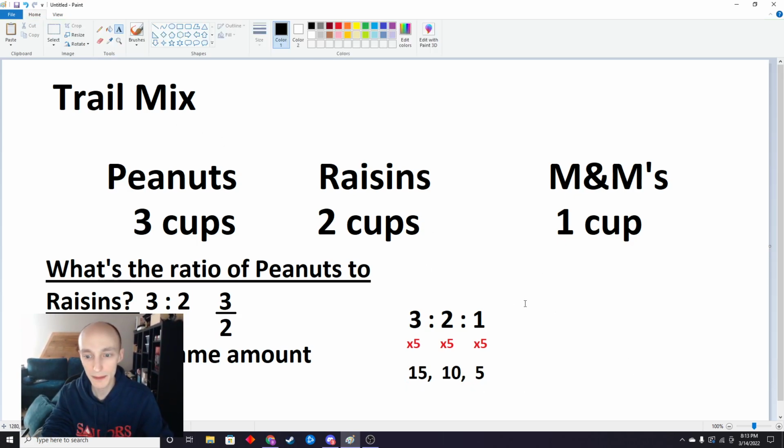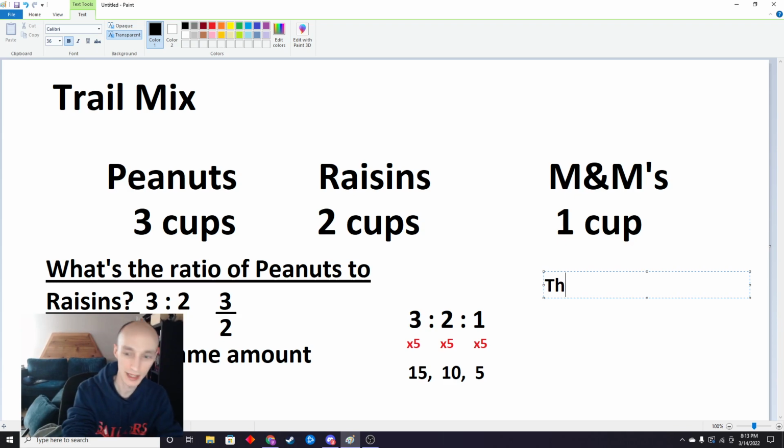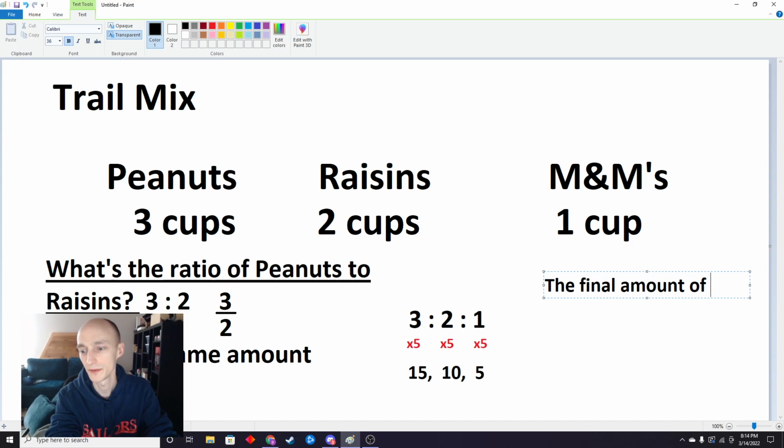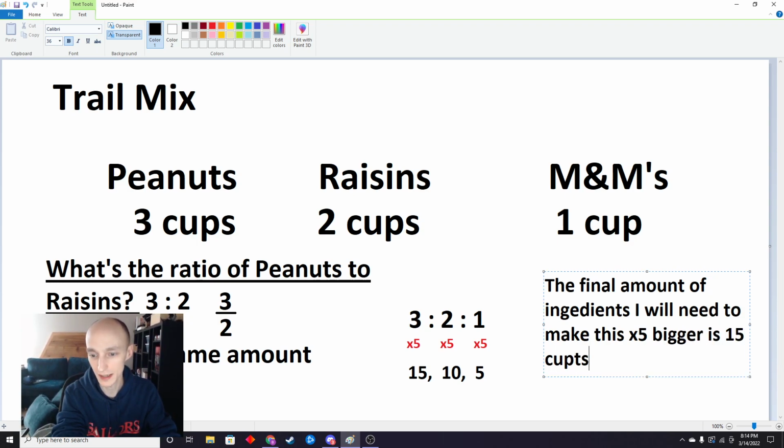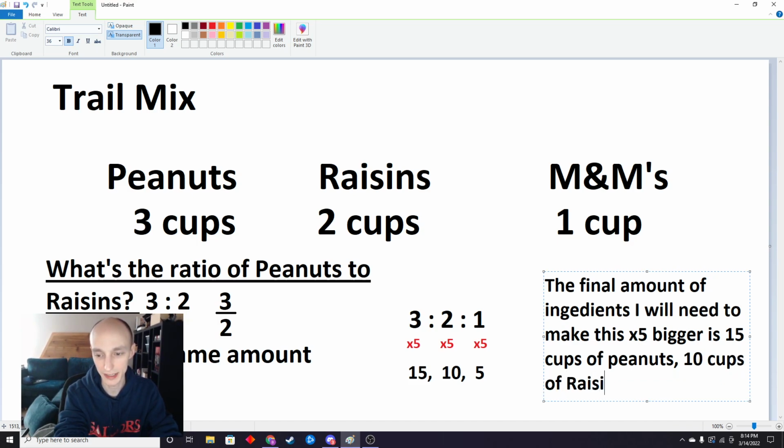So, as long as we're doing cups, the final amount of, I guess we'll call it, ingredients I will need to make this 5 times bigger is 15 cups. We're going to keep the same unit of measurement here, right? 3 cups is now 15 cups of peanuts, 10 cups of raisins, and 5 cups of M&Ms.